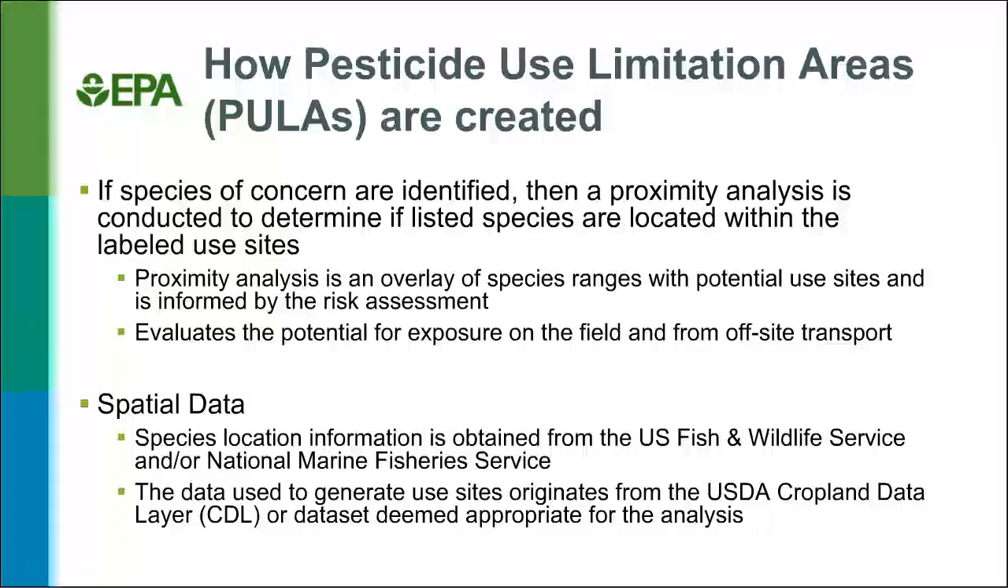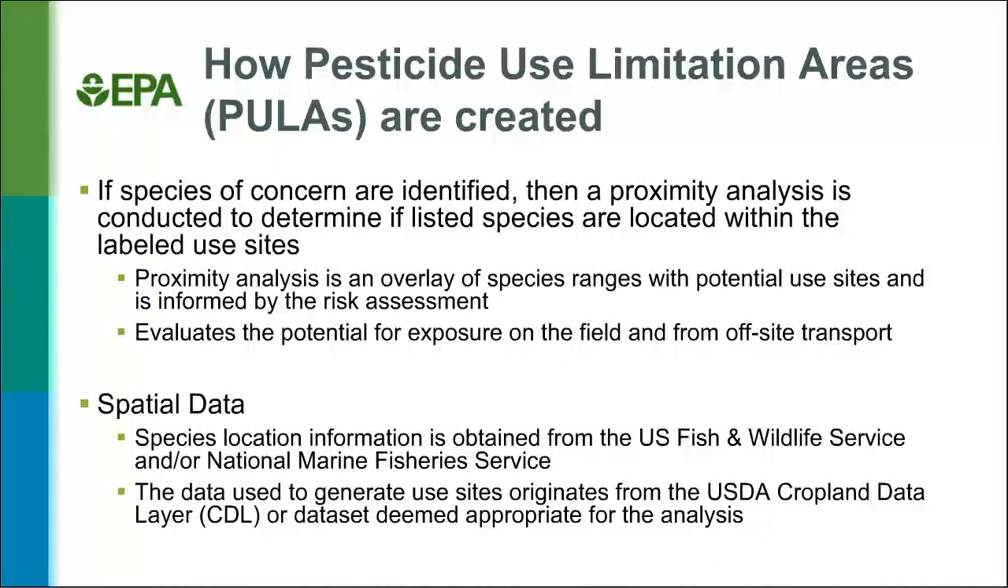How pesticide use limitation areas, or PULAs, are created. If species of concern are identified, then a proximity analysis is conducted to determine if listed species are located within the labeled use site. This is classic GIS proximity analysis. What's next to what? And in this case, that means where species are in the context of the use site. And where that overlap is the PULA. Now that's informed a little bit further by the effects determination.